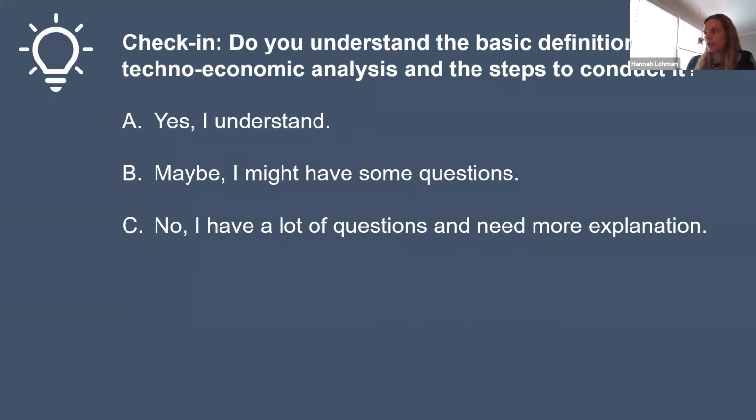Okay, so we're sharing the polls, and 50% said they might have some questions. 3 people said that they have a lot of questions. So specifically the people that have questions, if you want to take some time to ask questions in the chat, we can answer the questions as we go. And now I will move on to the next section.